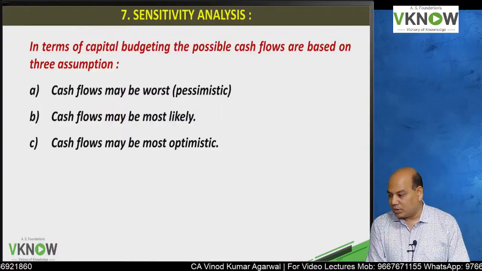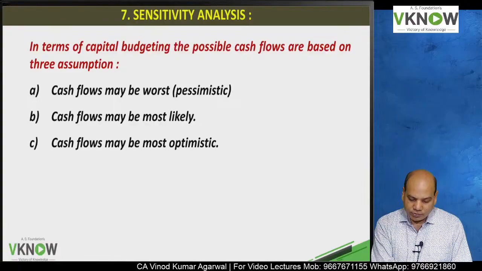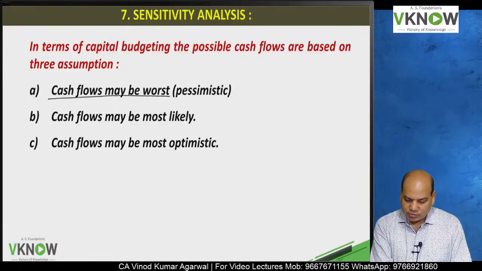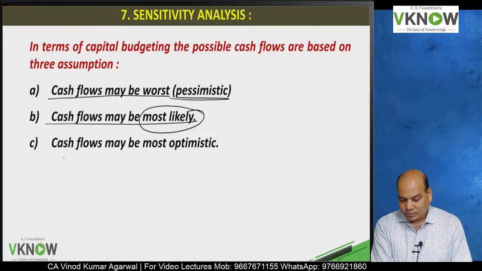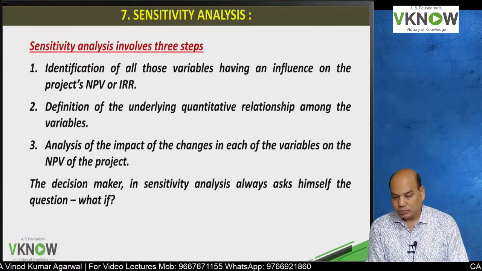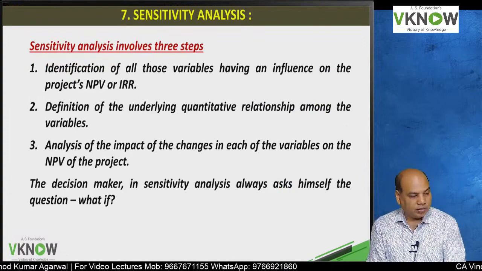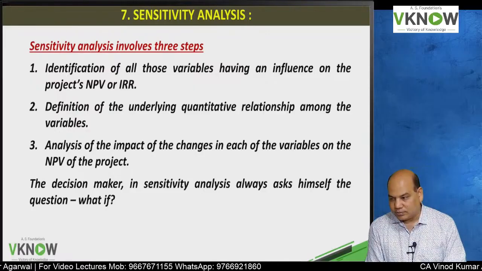In terms of capital budgeting, the possible cash flows are based on 3 assumptions. One is cash flows can be worst, which is called pessimistic. Cash flows can be most likely, meaning average or expected, and cash flows can be most optimistic, when things are very good. So the cash flows can be pessimistic, most likely, or optimistic.